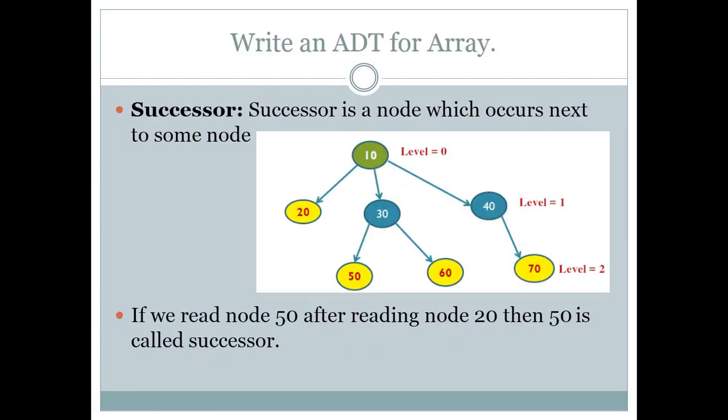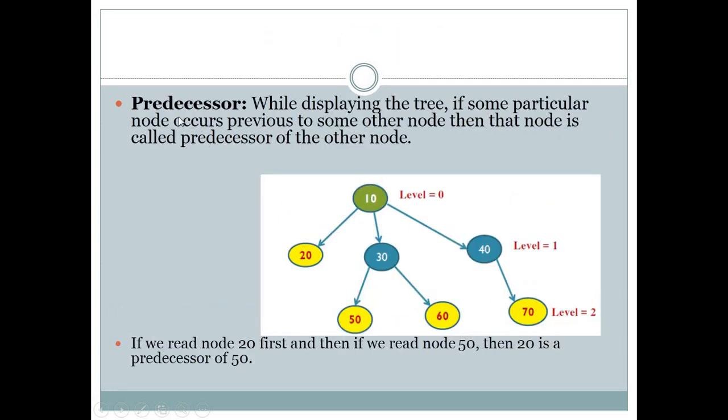Okay. Next is a successor. So successor is a node which occurs next to some node. If we read 10, 40 and 70, then 40 will be successor of 10, 70 will be successor of 40. If we read 10, 20, 30, 40, then 20 will be the successor of 10, 30 will be the successor of 20. So next node will be known as a successor and previous node will be known as a predecessor.